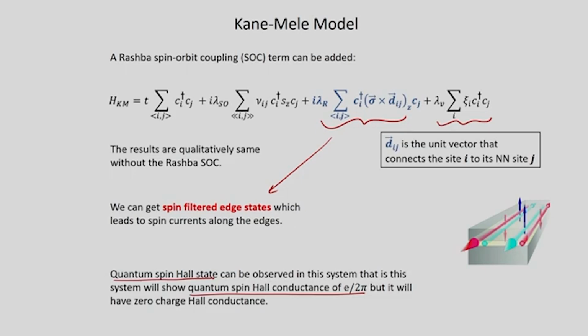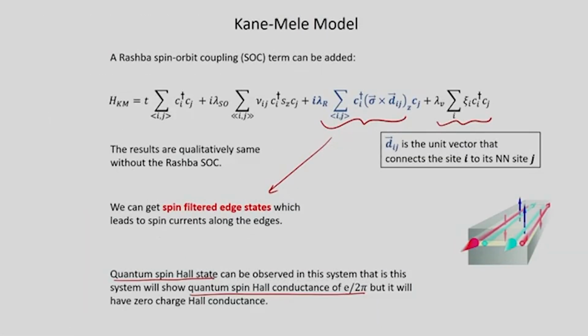It is 0 because the system has time reversal symmetry, and we have shown earlier that the system has time reversal symmetry. So the spin Hall conductance is quantized at a value which is e over 2 pi.